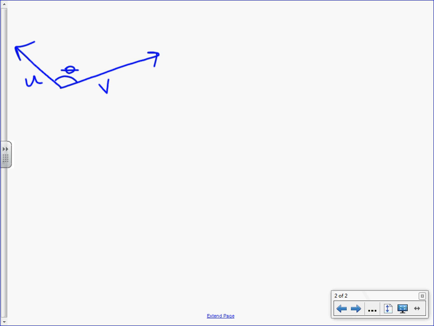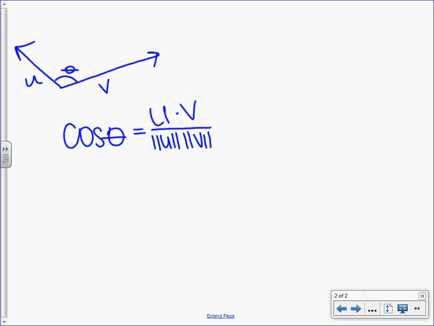Okay. What would an angle of 0 mean? They're the same direction. What would an angle of 180 mean? Opposite direction. In both cases, they would be parallel. Okay? So, in order to find this, we would take the cosine of theta is equal to u dot v over magnitude of u times the magnitude of v. Essentially just the inverse cosine.